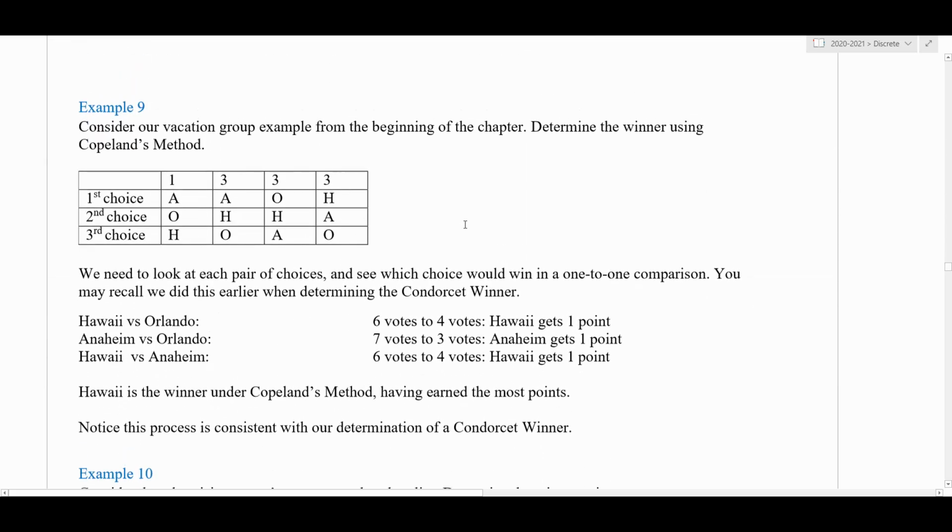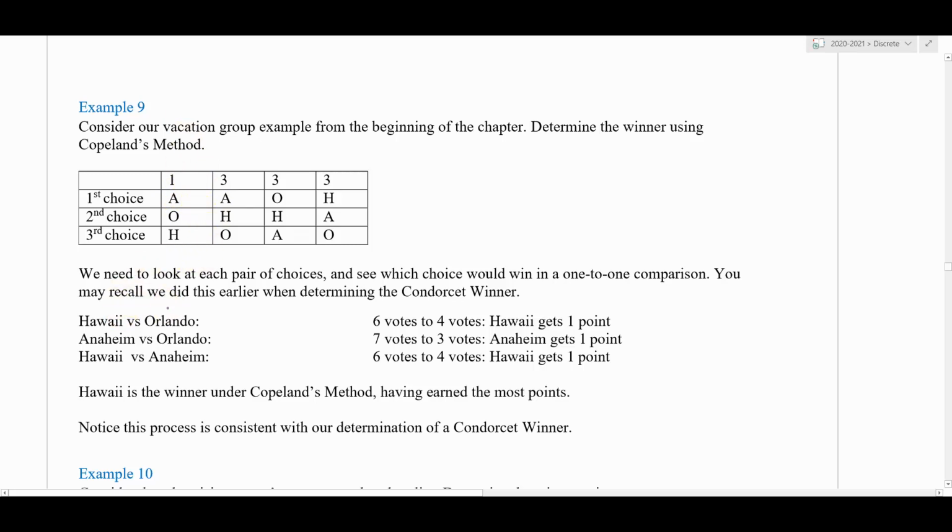This was the vacation group example from the beginning of the chapter, and we're going to determine the winner using Copeland's method. I've already filled everything out here, so I'm just going to walk you through it. The first step is that we need to look at each pair of choices and their one-on-one comparisons. Since we only have 3 choices that we were considering for the vacation club, there are only 3 possible matchups.